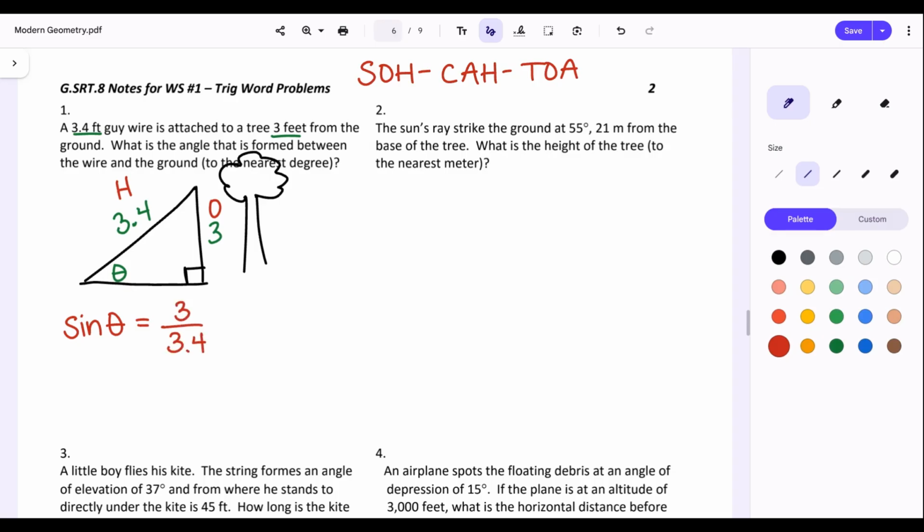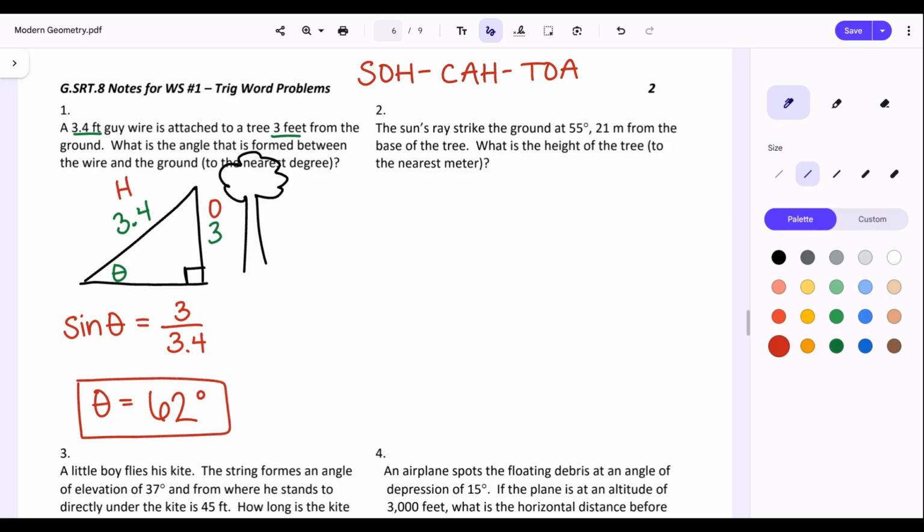Now remember what we talked about 2 days ago. How do we find the measurement of an angle? You have to use the inverse, okay? So to find theta, I need you guys on your calculator to hit your second button first, and then hit sine, and then do 3 divided by 3.4. And what are you going to get? We want this rounded to a whole number. Yep, I got 61.9. So would I round it to 62 or keep it at 61 degrees? Good, you'd have to round it up to 62 degrees for your angle there.